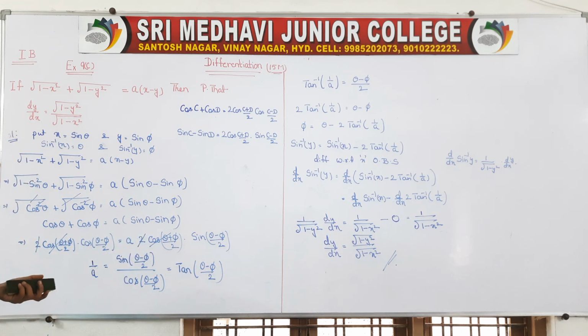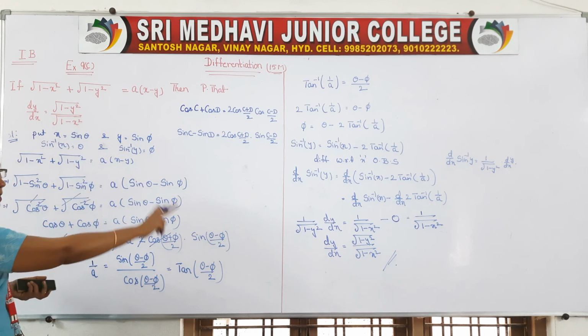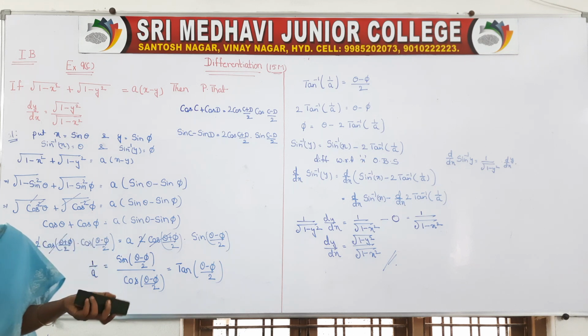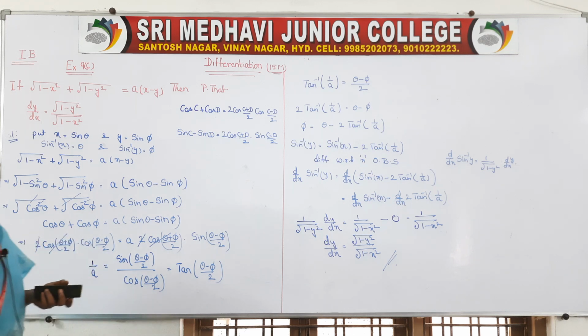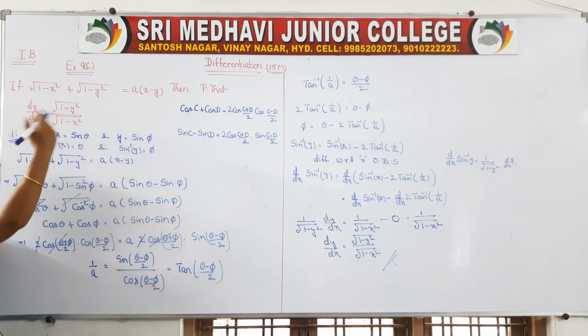See, what is the question? Prove that dy by dx is equal to root of 1 minus y square by 1 minus x square. So, at the end, you will know whether you got the answer or not in these prove that, show that problems. So, come to this, how we solved. Here, this is in complex form. That's why we went for the substitution method.